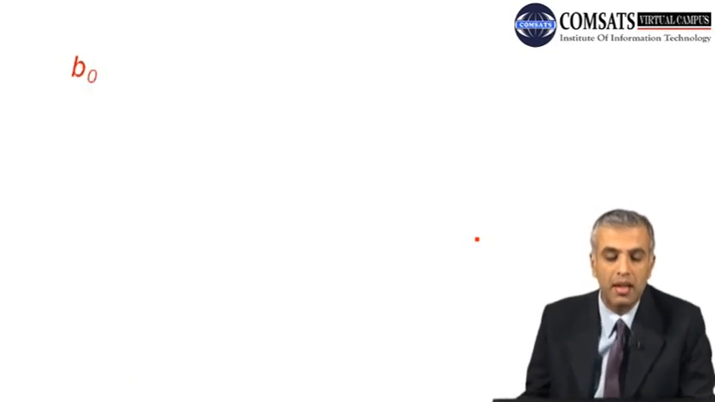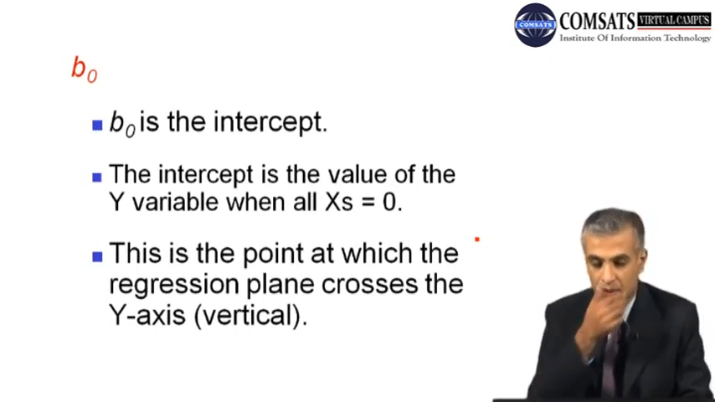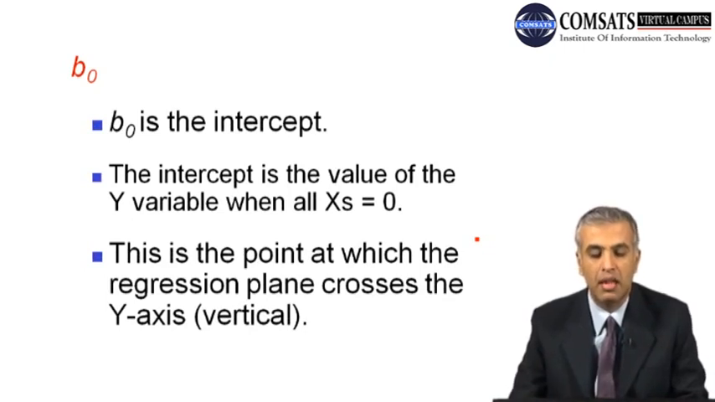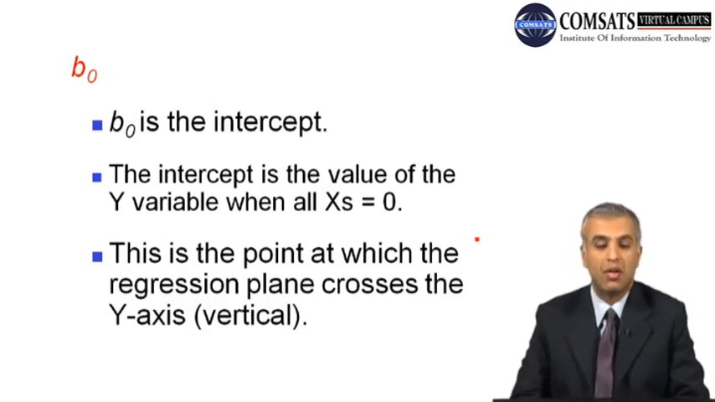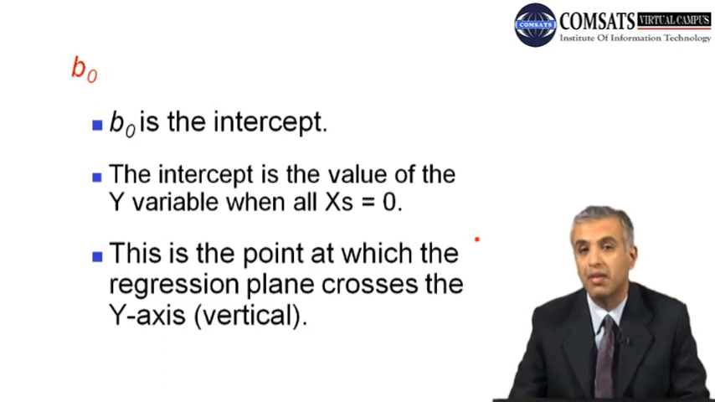Similarly, the interpretation is the same as we discussed before: B naught, as termed in simple linear regression also, is the intercept. The definition of the intercept in both methods is the same. Its value is the value of y when x is 0, and this is the point where the regression plane crosses the vertical axis.